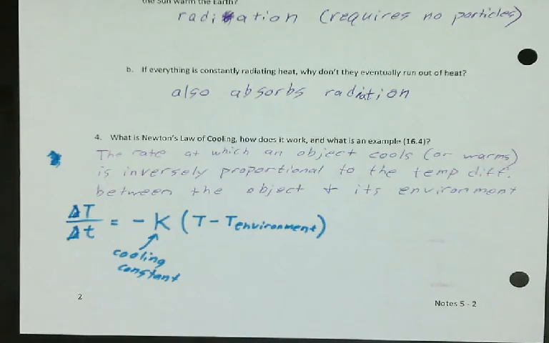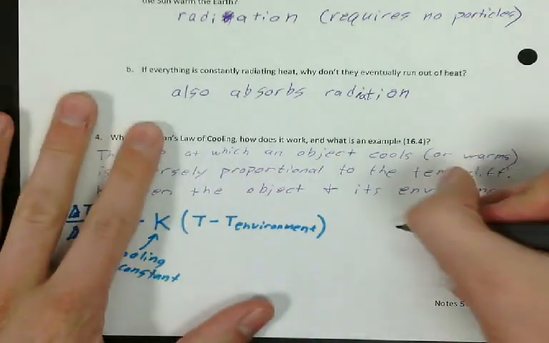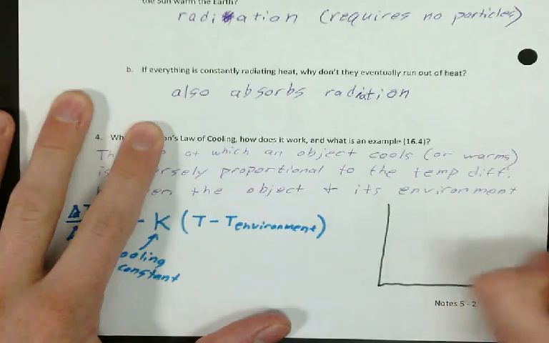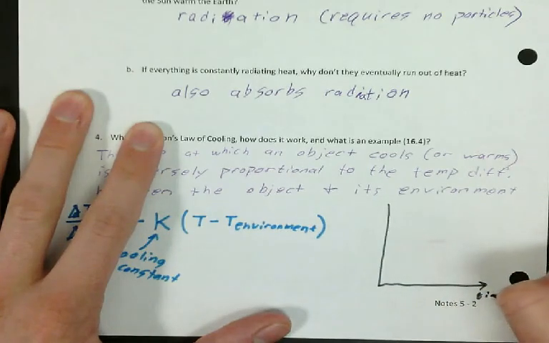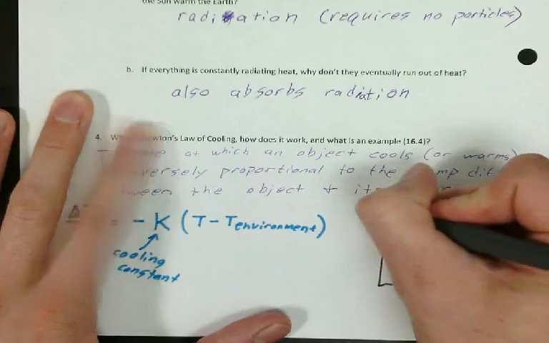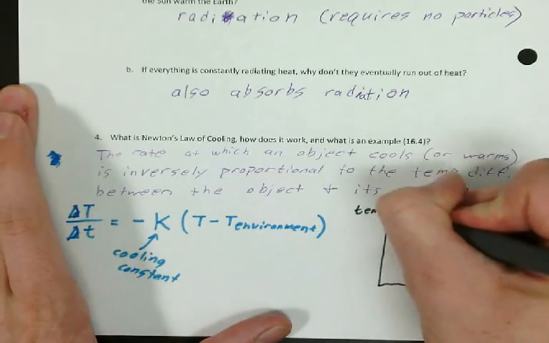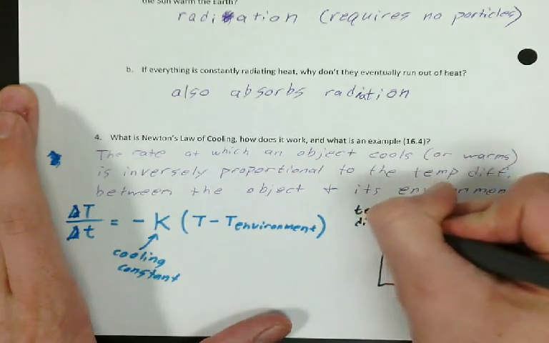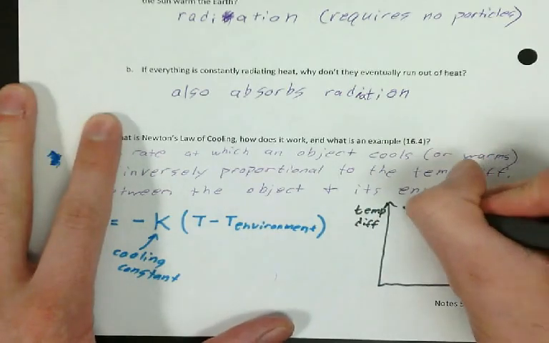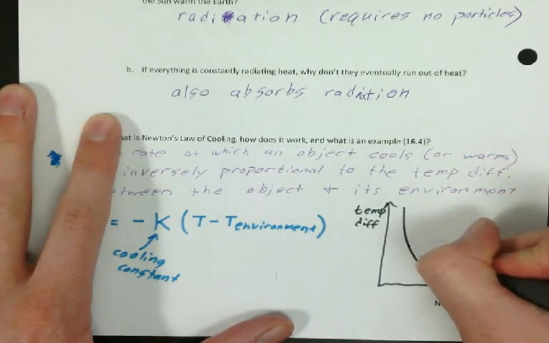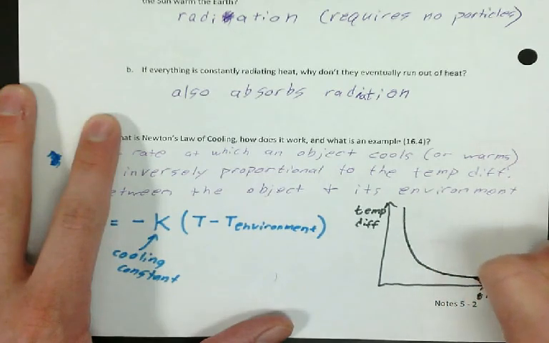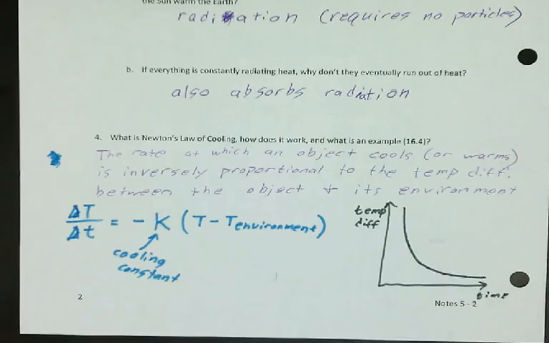All right. So there's your equation. Let's do another thing here. Here's a nice simple graph to show you what this looks like. Here's time. Here's temperature difference. Basically, the time it takes to cool increases as the temperature difference decreases. So as you get lower and lower in your temperature difference, it takes longer and longer to cool.